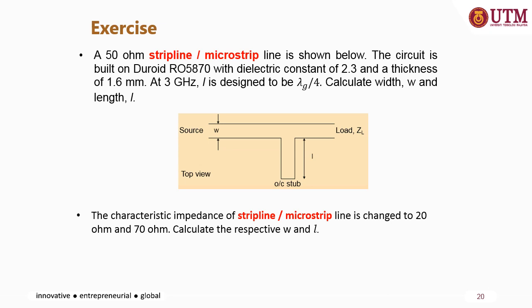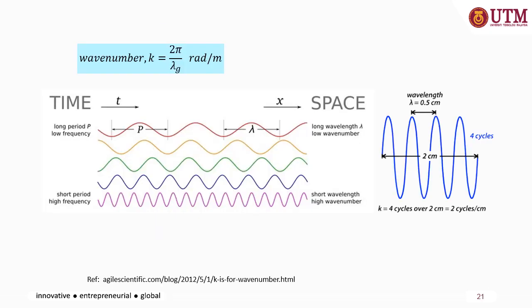Another example is given for a strip line or microstrip line, it can be both. You need to calculate the width and the L again, and see what happens when you change the characteristic impedance to other values. The first one is 50 ohm. What happens when we change it to 20 and 70? You can compare the values and put them in a table. I'll share the table at the end of the video.